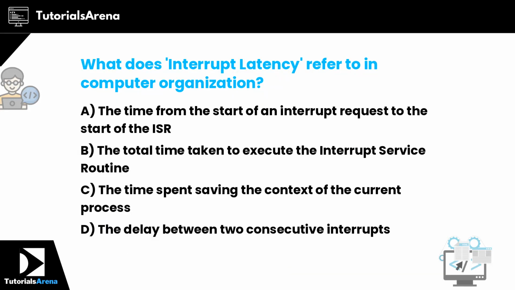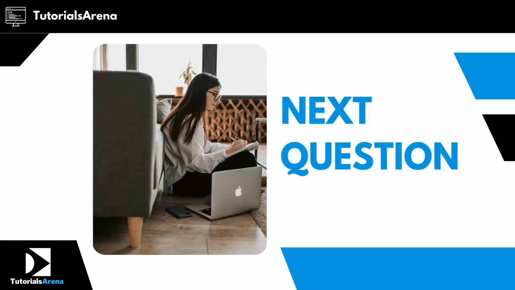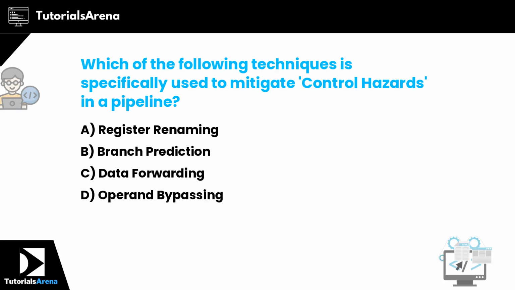What does interrupt latency refer to in computer organization? The correct answer is option A, the time from the start of an interrupt request to the start of the ISR. Which of the following techniques is specifically used to mitigate control hazards in a pipeline? The correct answer is option B, branch prediction.